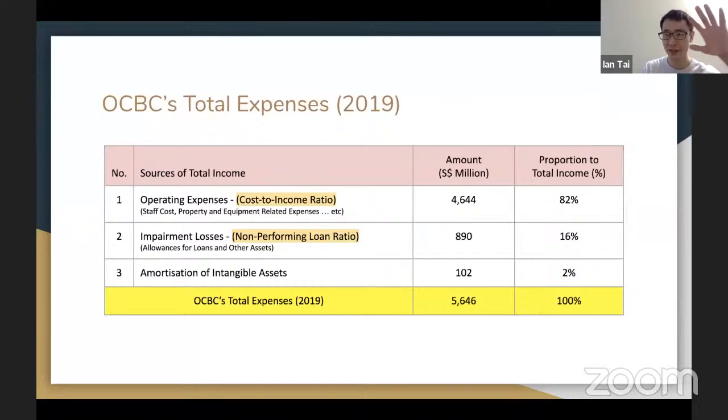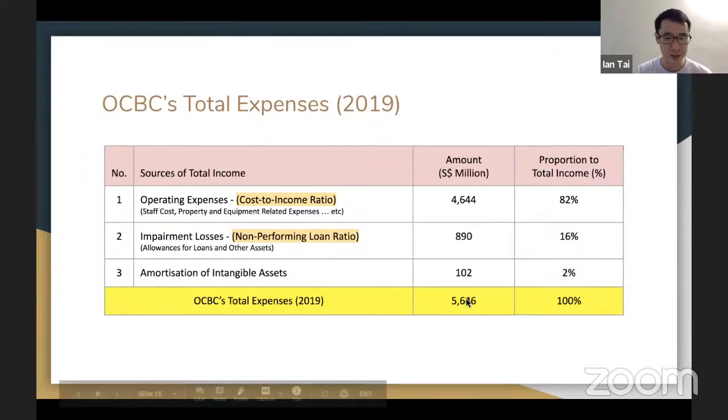Okay, so now we have taken care of the two parts. The net interest income has grown quite consistently, and then we have the wealth management income, which has also grown on a very consistent basis. So now we are going to look at step number three, which is the total expenses.